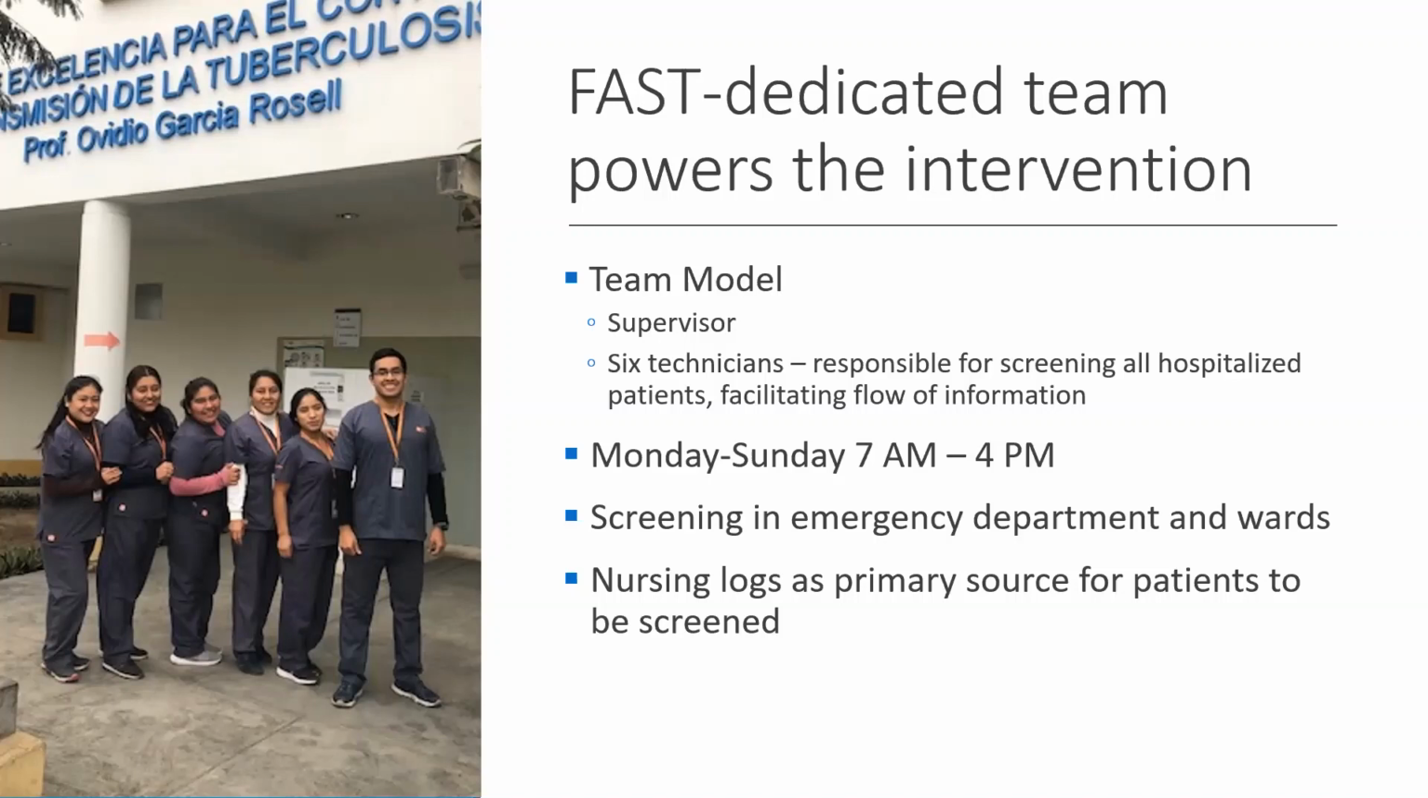They're working every day, 7 a.m. to 4 p.m. On the off hours, when they're not working, the clinicians at the hospital have also been instructed on how to screen patients. So in the morning at 7 a.m. our team comes in and there's a list of patients who were diagnosed overnight. Our team will then assume them under the FAST protocol, and facilitate the flow of information as I described on the FAST flow diagram.